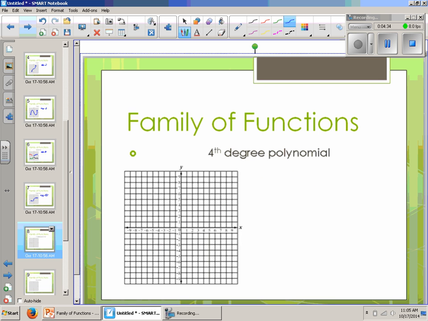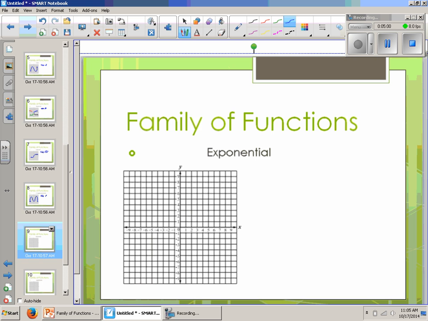Fourth degree polynomial. How many vertexes do I have? 3. Add 1 to make 4. Equation, f of x equals x to the 4th. Highest exponent of 4. Fourth degree polynomial. Again, I could have some things added or subtracted or multiplied or divided by that x to the 4th.